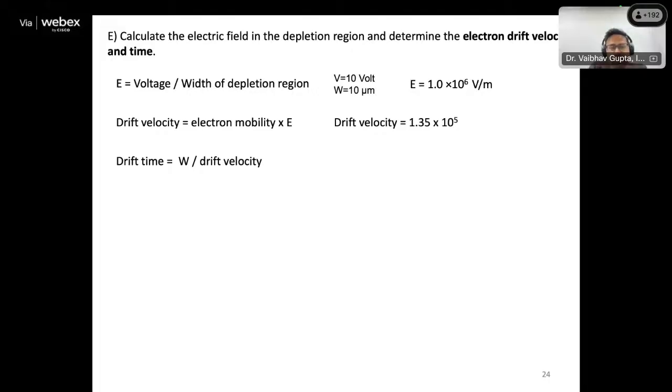In this problem, you can even ask more questions. What is the diffusion current? What is the total current? What is the RC time constant? There are multiple questions which can still be asked on the basis of this problem. But I will stop here.